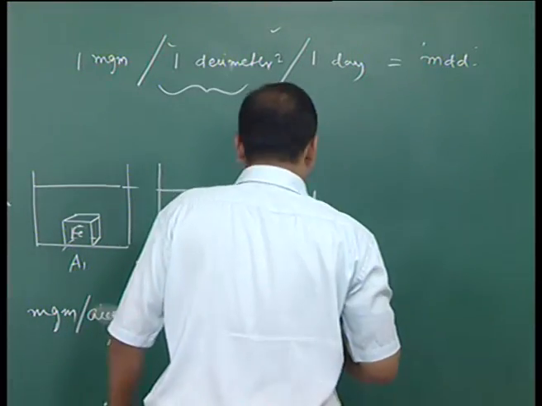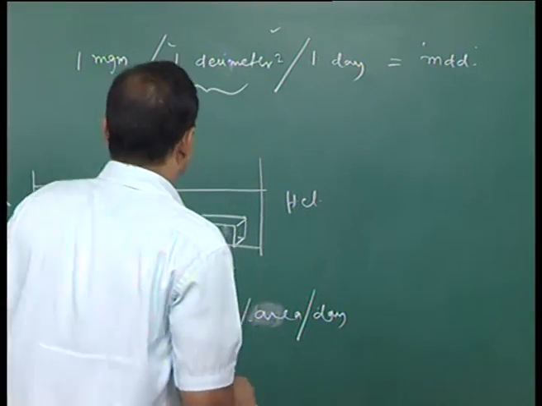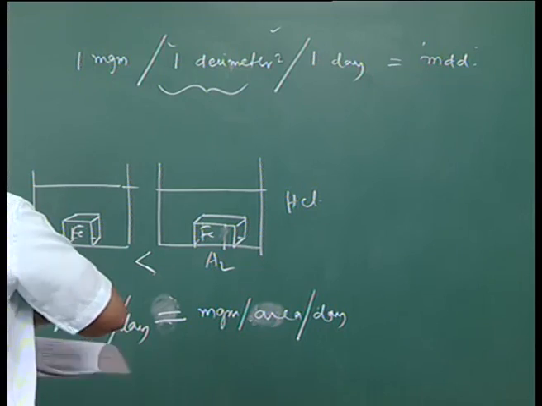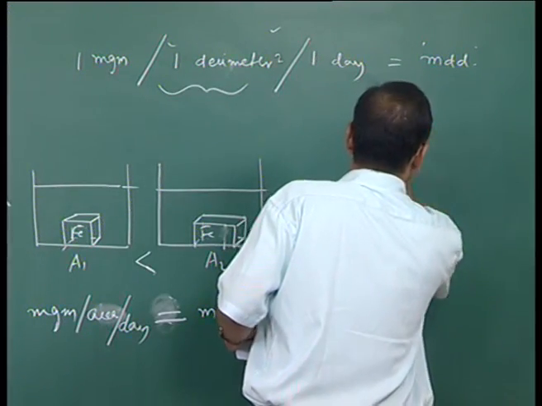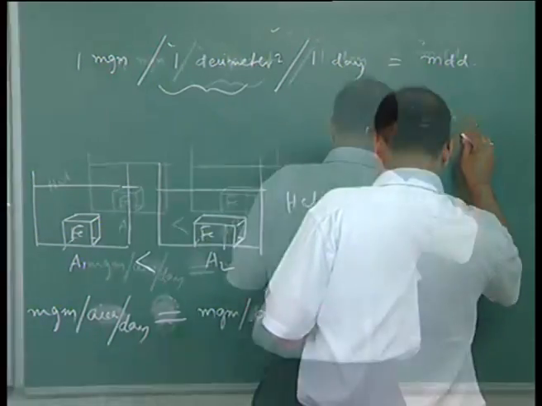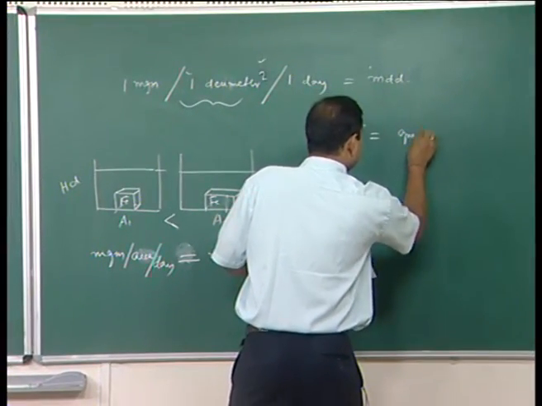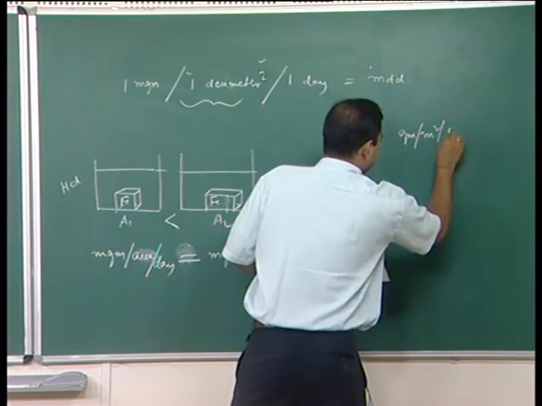Now, the SI unit for rate expression is basically nothing but gram per meter square per day.